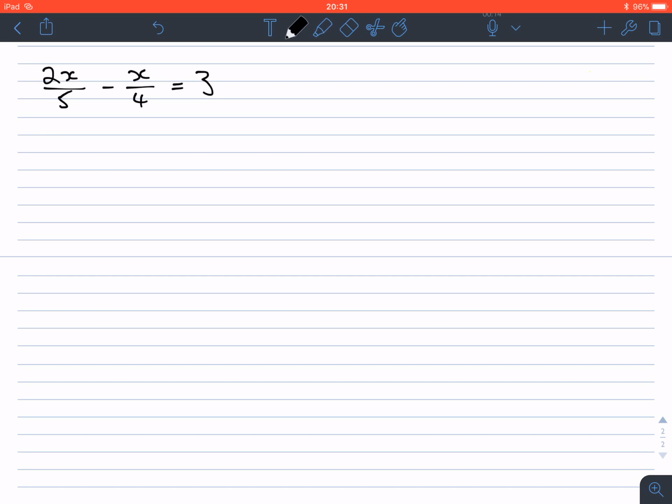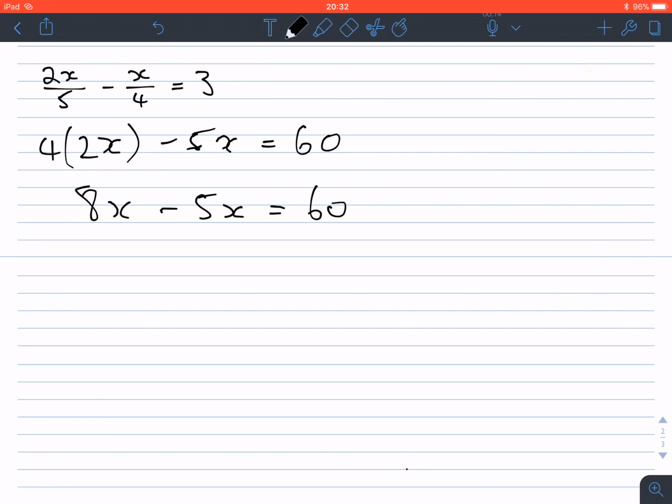The first term will become 4 outside of 2x. The second term, still negative, is 5x. And on the right-hand side, remember I multiplied everything by 20, so 3 times 20 is 60. Now let me expand these terms a little bit. So we've got 8x minus 5x equals 60.